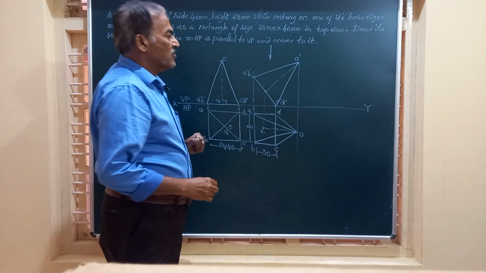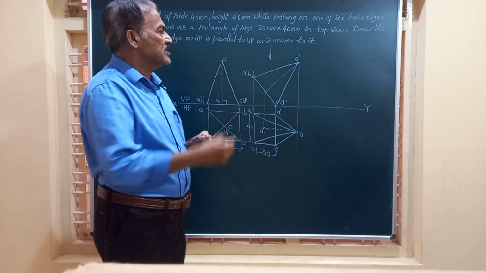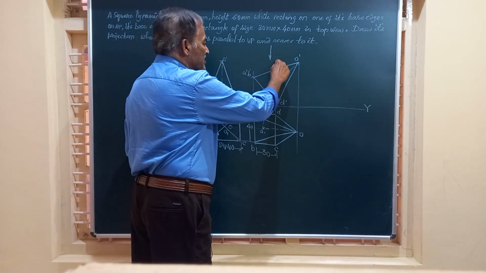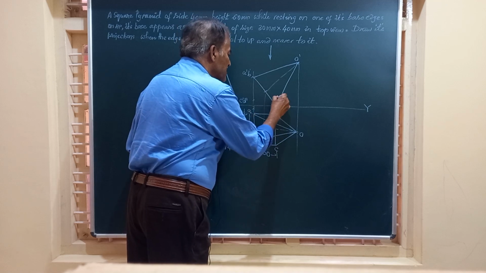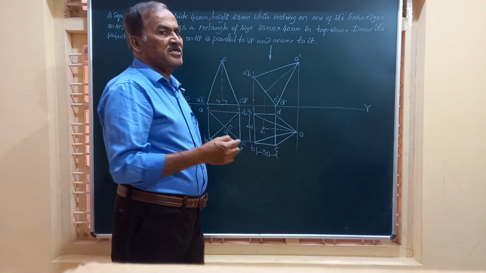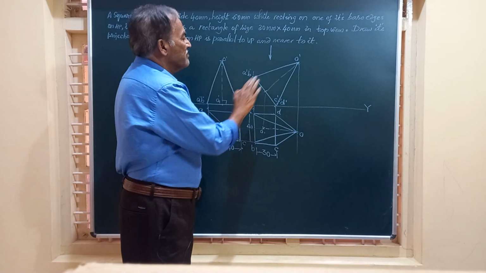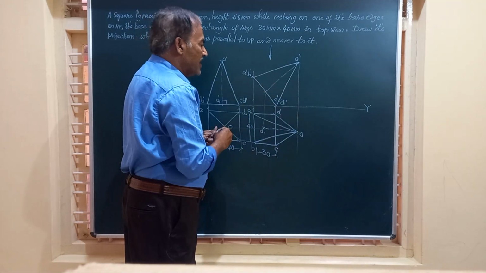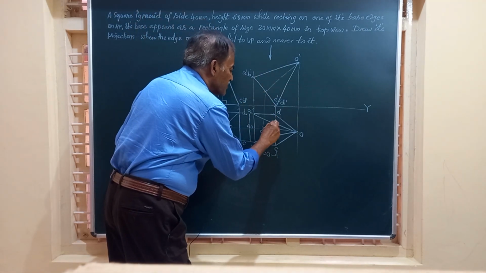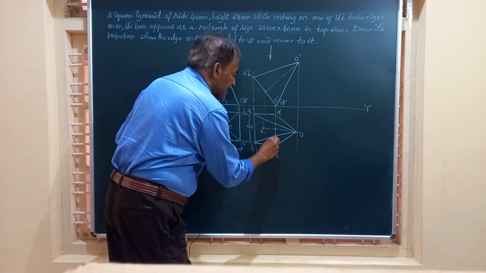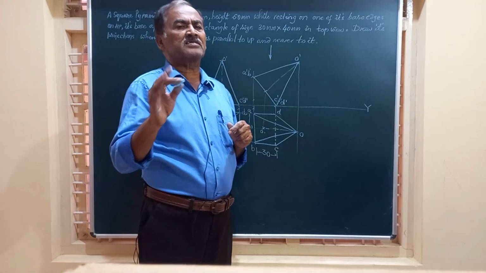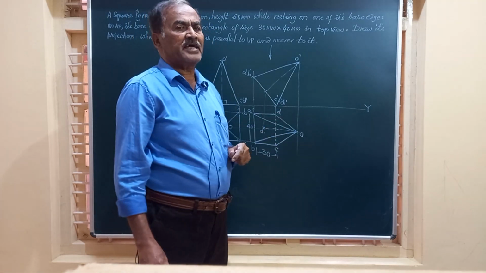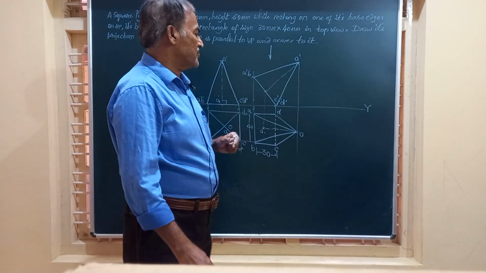Now friends, what is not visible in the top view is, when you look from the top, the edge CD or C dash D dash on which it is resting is not visible in the top view because the body is an opaque body, and hence I have to show this by a dotted line indicating that the edge on which it is resting, that is C dash D dash, is not visible in the top view.